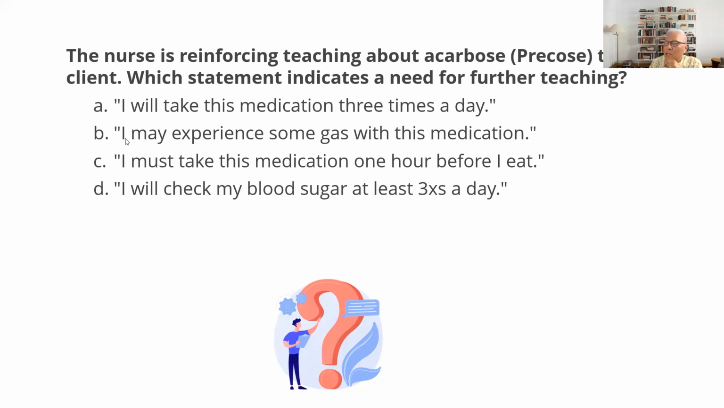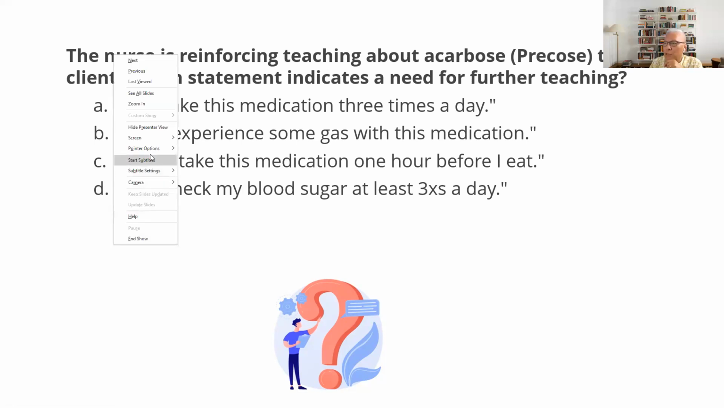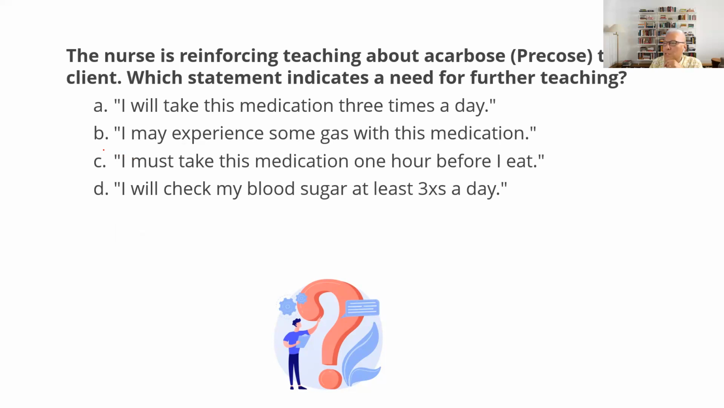Letter B is also a correct response because GI symptoms are going to be very common in these patients. But this one, "I must take this medication 1 hour before I eat," is too long. It usually is going to be taken 3 times a day with the first bite of the meal because the food increases absorption. So letter C is the correct response.